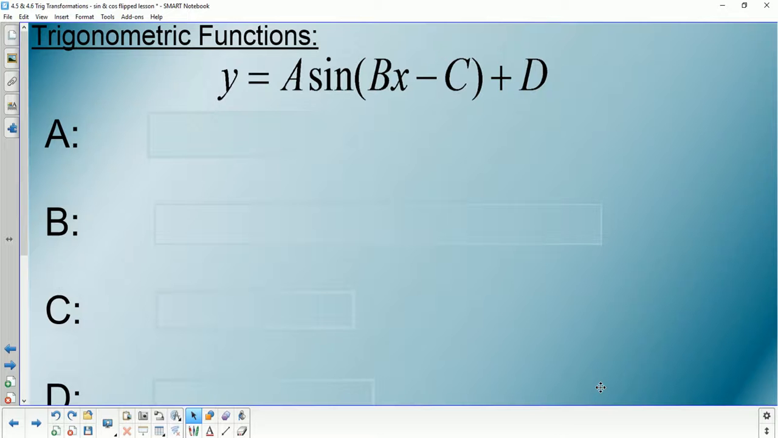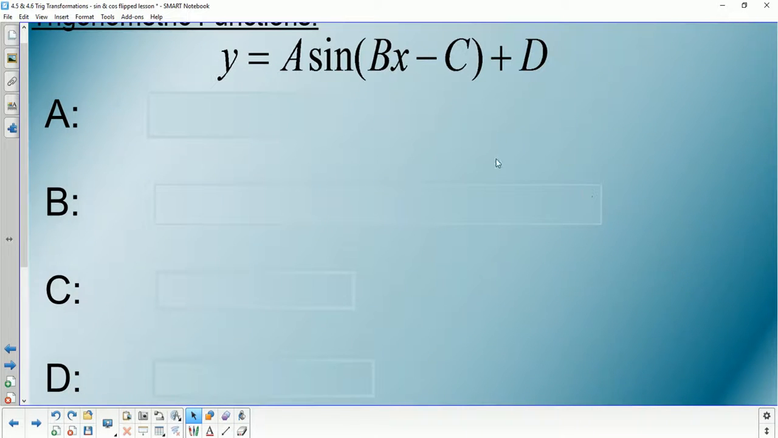Okay, now, every trig function, so here we have sine. We're really only going to look at cosine and sine. I just put sine in here for simplicity's sake. But there's going to be 4 values we're looking for, A, B, C, and D here. And they each do something different to the graph.